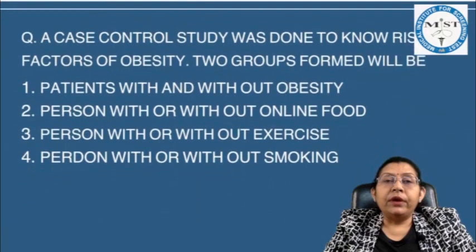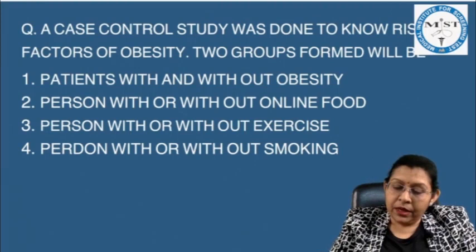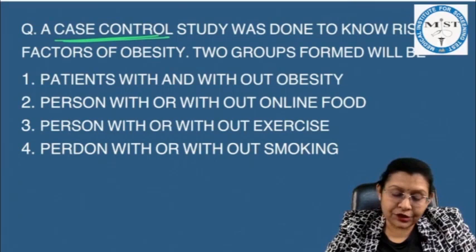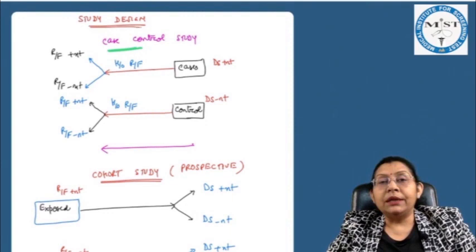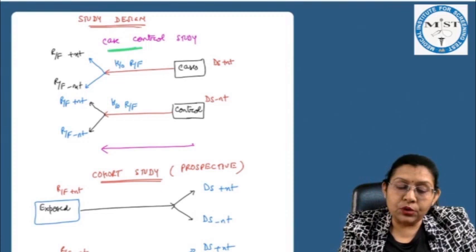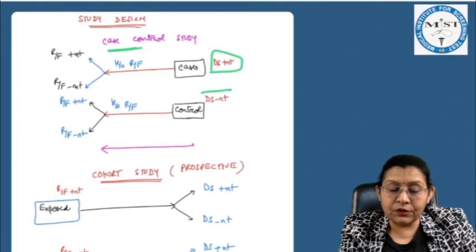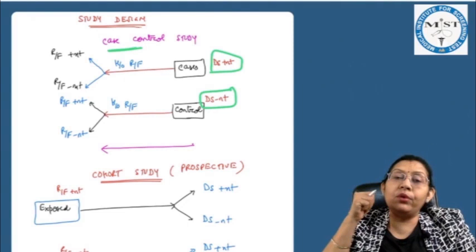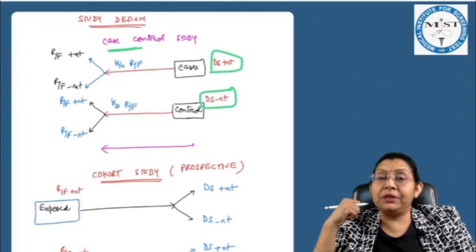A case control study was done to know the risk factor of obesity. Two groups formed will be... Now here they had clearly mentioned that we are conducting the case control study. If we see the study design, which we had already discussed in our classes, this is the screenshot from our class notes, that if we are doing a case control study, then we are making the two groups. One is the cases where the disease or the outcome is present, another are the control where the outcome is absent. And here the outcome what we are taking is the obesity. And then we have to go in a backward direction to ask for the risk factor, which can be their food intake, which can be their exercise related, which can be their habit of the smoking. So this is the study design of the case control.